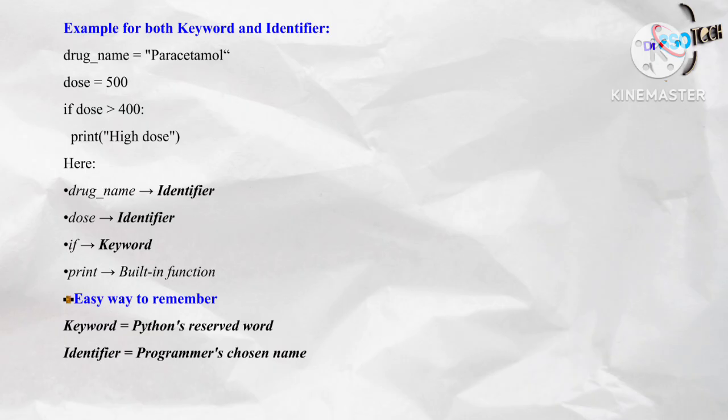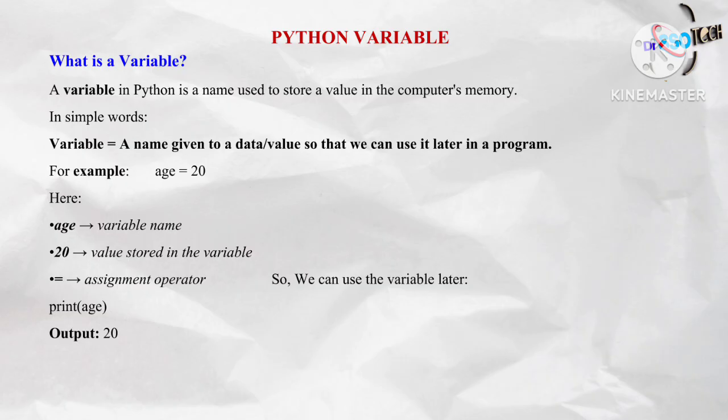Dear listeners, up to now you learned about basics related to Python variables, that is keywords and identifiers. Let us learn about our main topic, Python variables. What is a Python variable? A variable in Python is a name used to store a value in the computer's memory. In simple words, variable equals a name given to a data value so that we can use it later in a program. For example, age equals 20 here. Age is a variable name, 20 is a value stored in the variable, equals is an assignment operator. We can use the variable later. Then print age, you will get output 20.